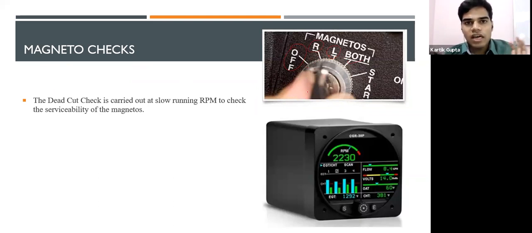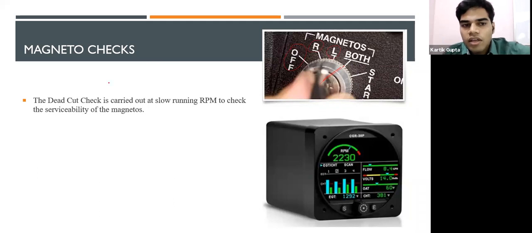When our aircraft has started and we are settled in, we switch the key, and when your key goes to the start and you leave the key, it will come to both. Okay, it will settle here, and you can taxi and take off. But before we take off, we have checks.